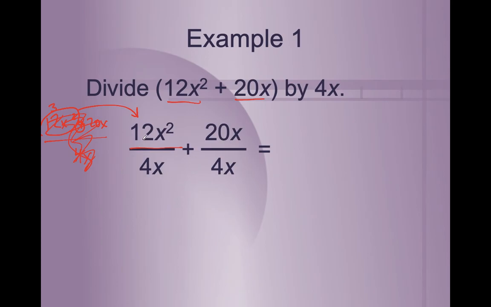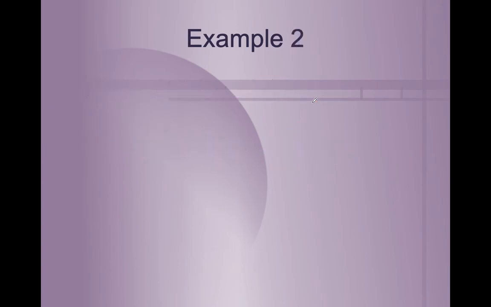So let's simplify now. 12x squared over 4x. Well, 12 divided by 4 is 3. X squared over x, so that's 2 minus the exponent of 1 right here. So that's 3x. And then 20x over 4x. 20 divided by 4 is 5. And x over x is a value of 1. So that's 5. This is your final answer: 3x plus 5. Let's do another one.